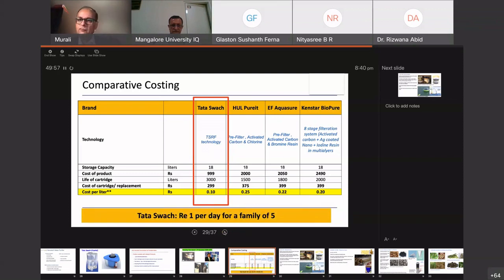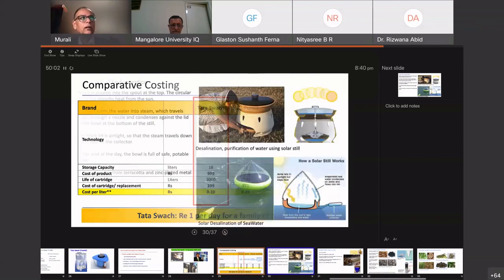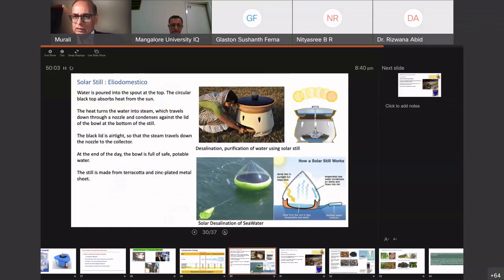1 rupee a day for a family of 5 is the water purification cost if you buy that product. That's not to say that these are the only technologies available. There are lots of very interesting technologies that are available globally. I just wanted to give you a few examples. One is the solar still, the Helio Domestico. You can look it up. It's a very simple technique where you use sunlight to, essentially, this is desalination of water. You just take saline water and you can distill the water and you can purify it. Very, very simple technology.